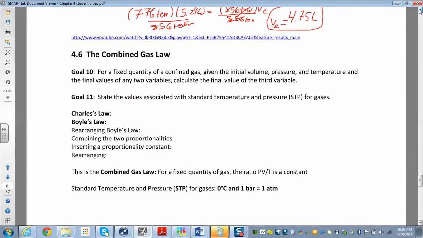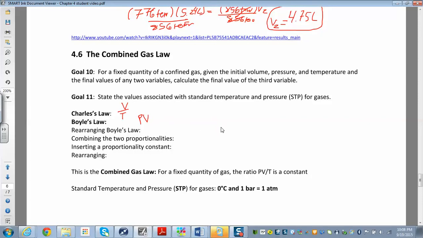Alright, so the combined gas law is going to be important too. So if you remember Charles' law, Charles was talking about volume over temperature and how that's equal to a constant. So V1 over T1 equals V2 over T2. And Boyle said that pressure times volume equals a constant, so P1 V1 equals P2 V2.